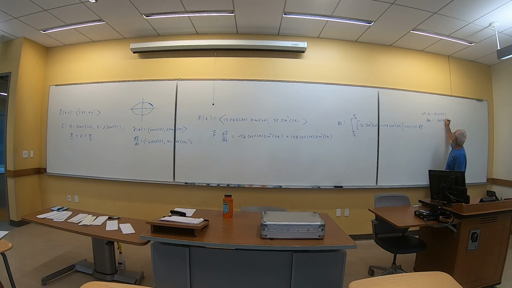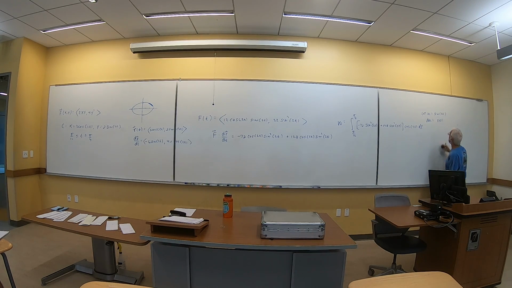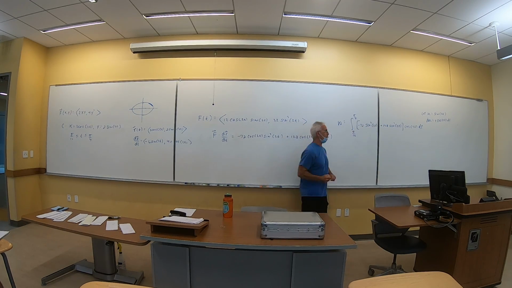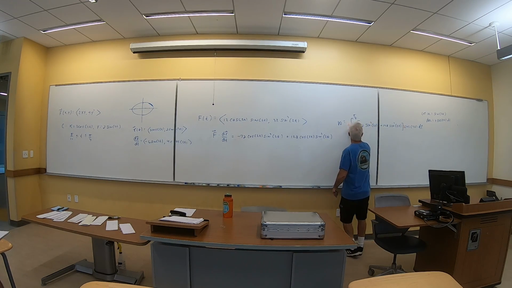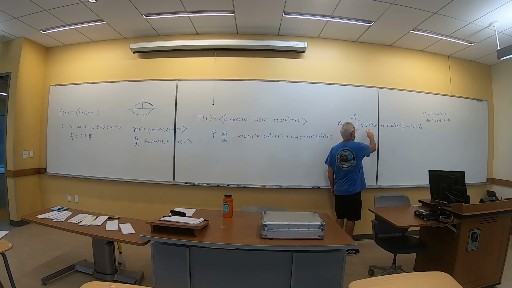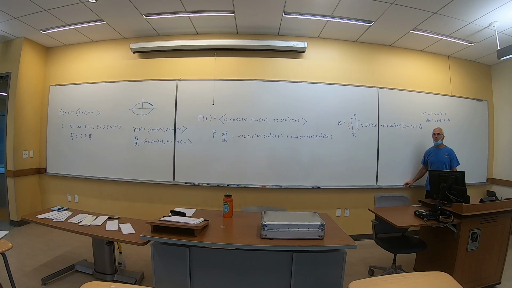Cosine of 2t, I'm leaving a little space there, times 2. Oh, so I need a 2 there. Negative 72u squared plus 128u cubed du. We can change the variable at this point. Can we just integrate that though?